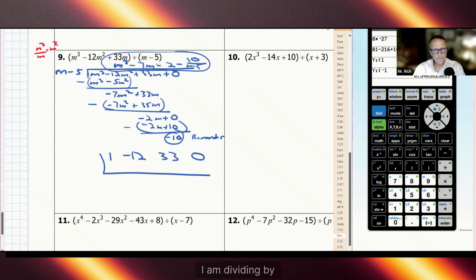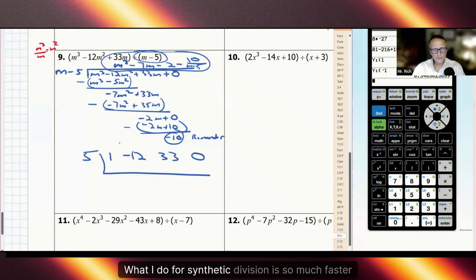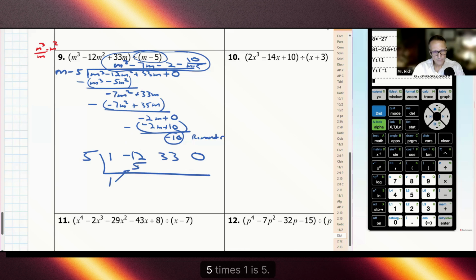Now I am dividing by m minus 5, so I am going to change the sign of that and make it a plus 5. And I'm leaving a blank row right in here. What I do for synthetic division is so much faster than long division. I bring the 1 down and then multiply and put the answer right here. 5 times 1 is 5.